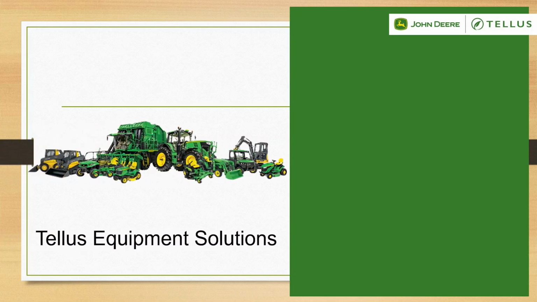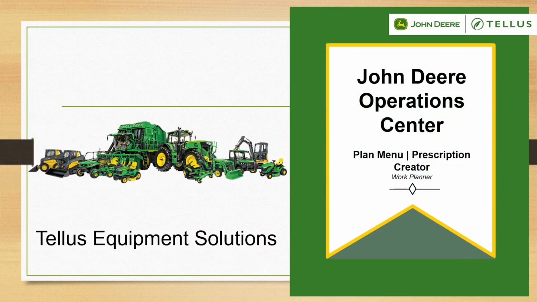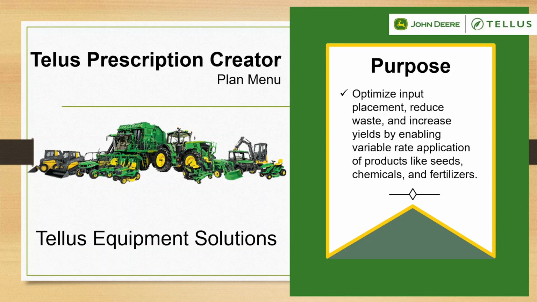This is an overview of creating a prescription and work planner under the Plan menu in John Deere Operations Center with TELUS Equipment Solutions. Prescriptions are used to optimize input placement, reduce waste, and increase yields by enabling variable rate application of products like seeds, chemicals, and fertilizers.